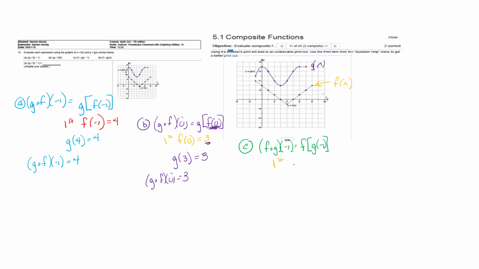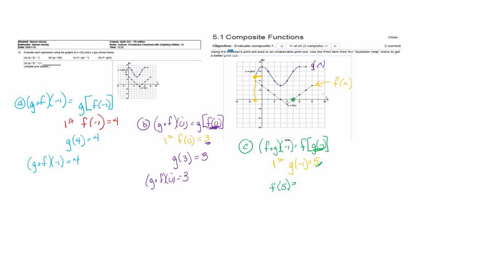Again, first things first, I need to figure out G of -1. So -1 is over here, and I'm going to go up to the G function. According to the G function, we end up with 5. Which means now I am going to figure out F of 5. G of -1 is equal to 5, so my new X is 5.